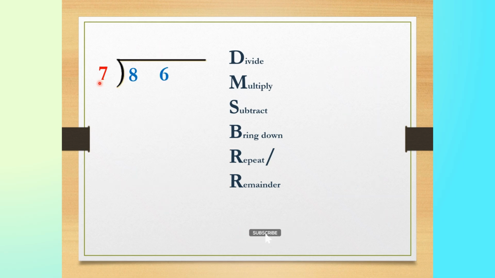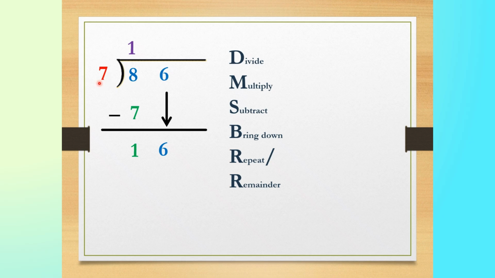86 divided by 7. First we divide. How many groups of 7 can I find in 8? I can find one group of 7. Multiply. 7 times 1 is 7. Now subtract. 8 minus 7 is 1. Bring down the 6 right next to the 1. Then we repeat the process.